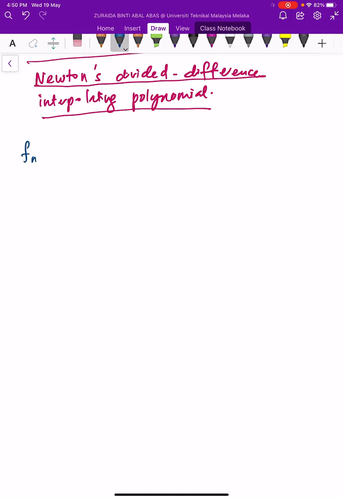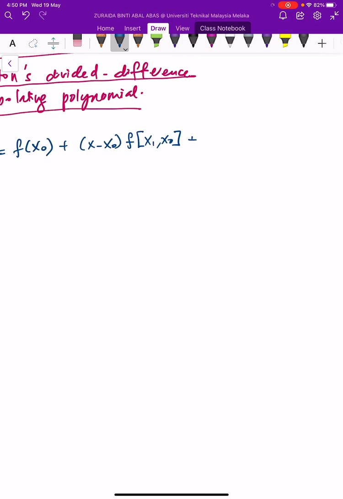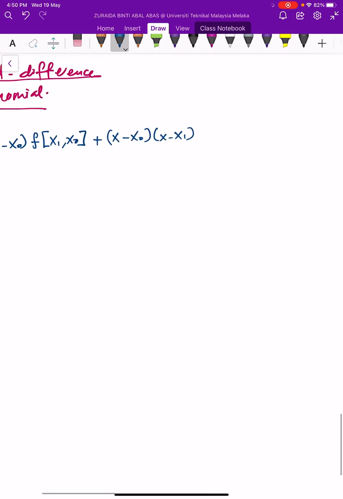fn(x) equal to f(x0) plus, so this is (x minus x0), and this is the first divided difference which involves x1 and x0. Then you will extend this into (x minus x0), then you multiply again with (x minus x1) and multiply with the second divided difference, which is a combination of x2, x1 and x0.